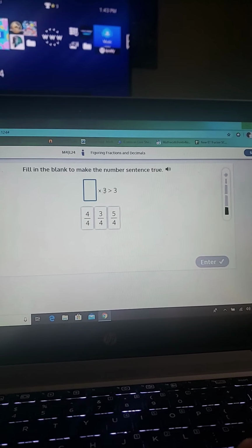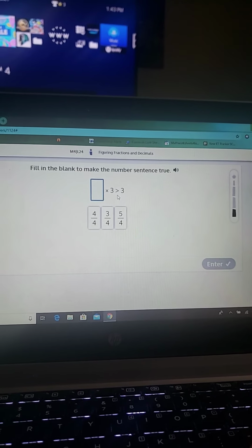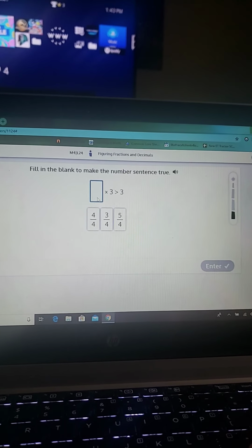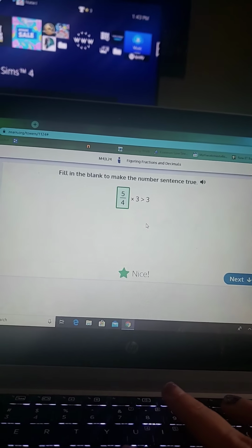I see 3 and 3. So I'm going to be looking for these numbers. We're looking at this symbol. This symbol is eating this side, which means this side is greater than. So choose the greater than 1 option.